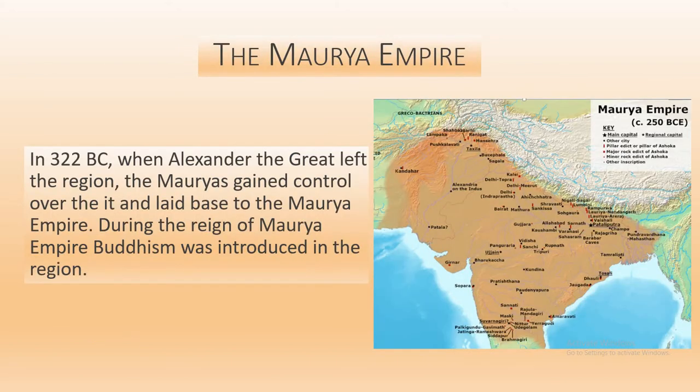Maurya Empire. In 322 BC, when Alexander the Great left the region, the Mauryas gained control over it and laid the base of the Maurya Empire. During the reign of the Maurya Empire, Buddhism was introduced in the region.